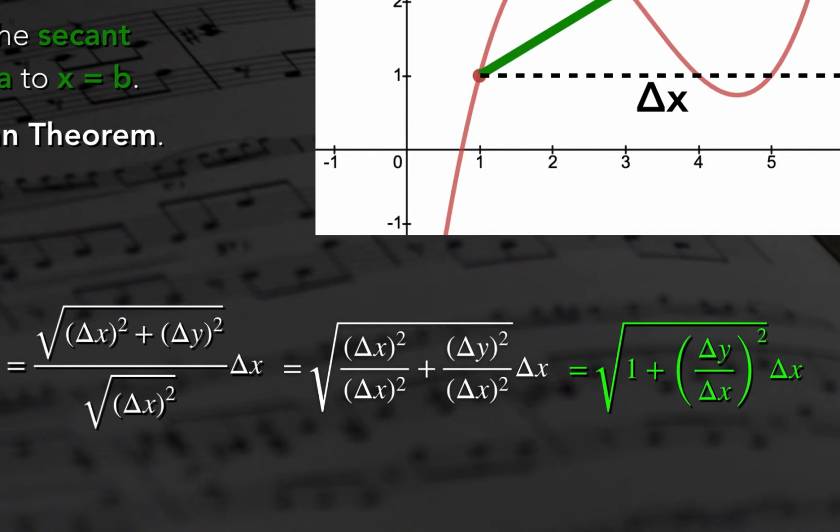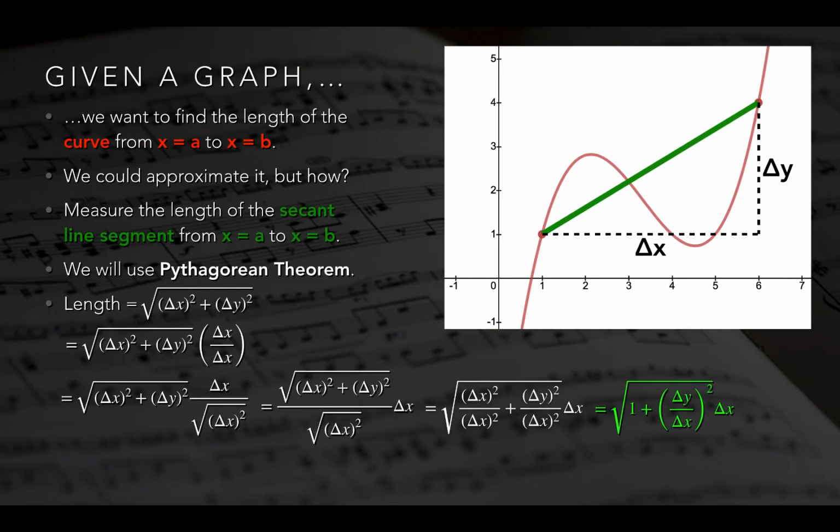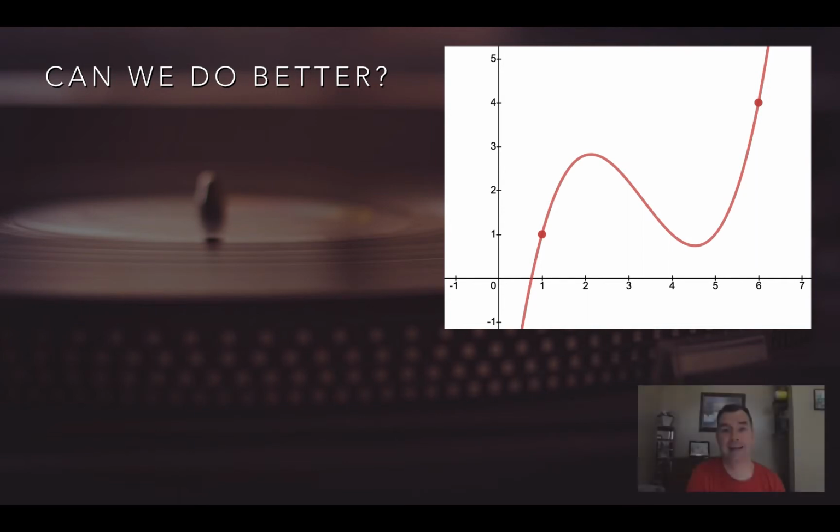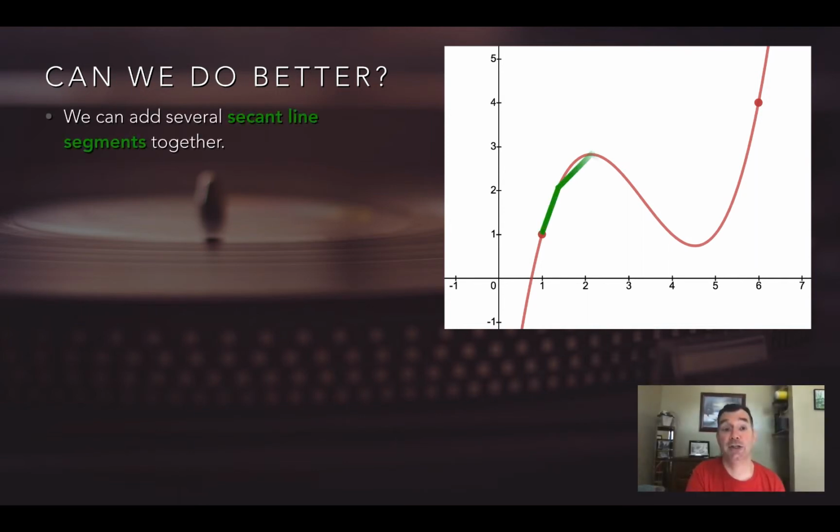So I'm going to use that as a way to approximate the length of the curve by measuring the length of that green secant segment. All right, obviously that's not a good approximation just by looking at the picture. So what I could do is add several secant line segments together.